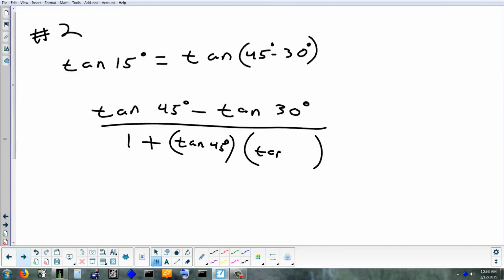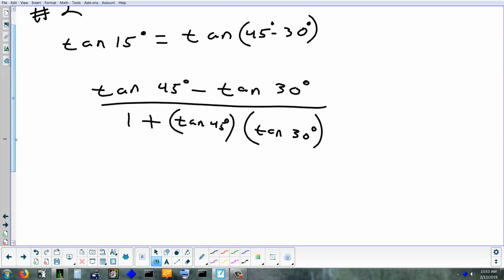Tangent 45, tan 30. All right, when we deal with angles that are multiples of 45, what square root comes up a lot? Square root of 2 comes up a lot. Sometimes it's just square root of 2, sometimes it's root 2 over 2. And what square root comes up when you deal with 30s and 60s? Square root of 3. Sometimes it's square root of 3 over 2, sometimes it's square root of 3 over 3. But those are the square roots that come up.